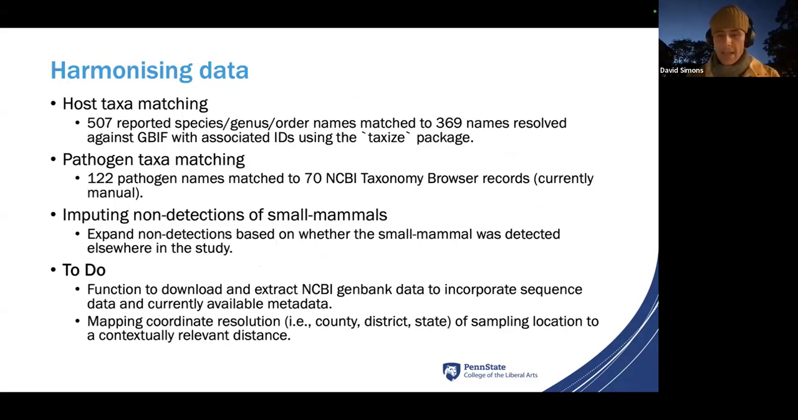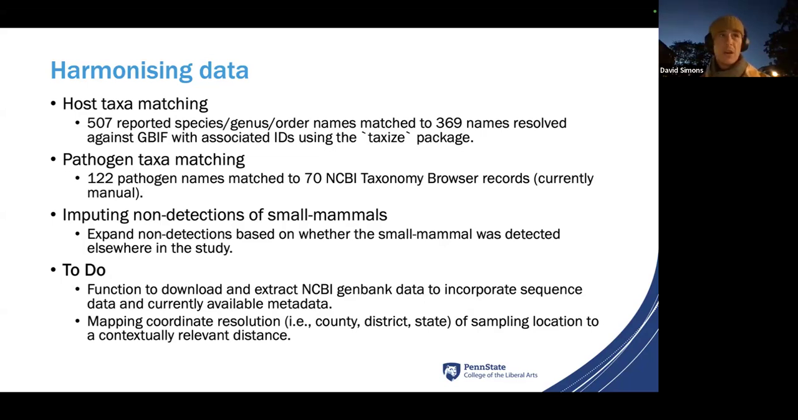One of the headaches has been trying to harmonize these data. Anyone that's done any sort of systematic review knows that people write about things in different ways, even down to the species of rodent that was sampled or the pathogen that they were looking for. So one of the things that we've been trying to do is think about how much processing of the data we want to do while producing the data set and how much of it we actually want to do once the data has been extracted.